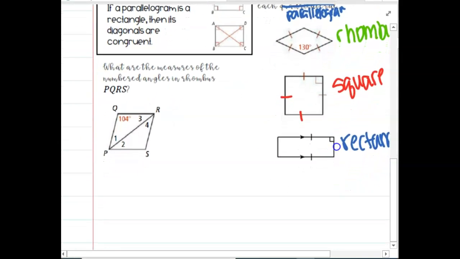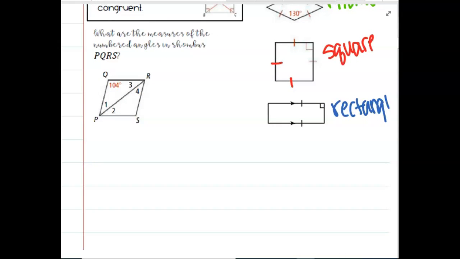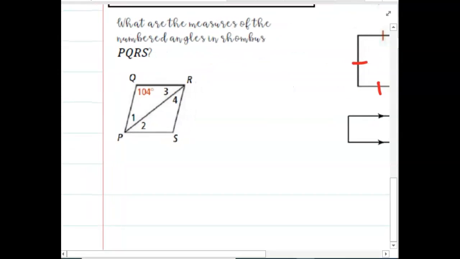Okay? All right, and then the other things you're going to be doing today is filling in measures of numbered angles in a rhombus. So I have a rhombus here. So remember, a rhombus is a parallelogram. Okay? So I know, since it's a rhombus, all of the sides are congruent. And then I also know that the diagonals are perpendicular bisectors. I only have one diagonal. What else do the diagonals do?